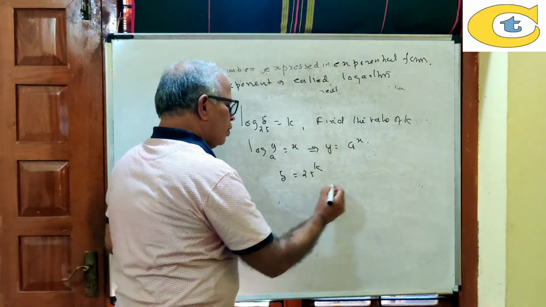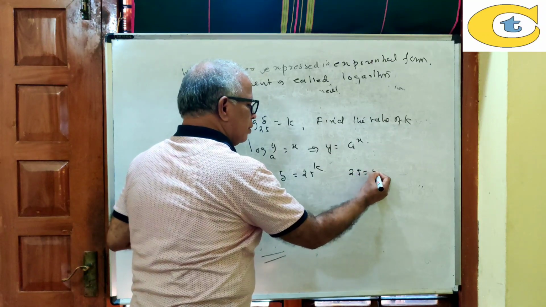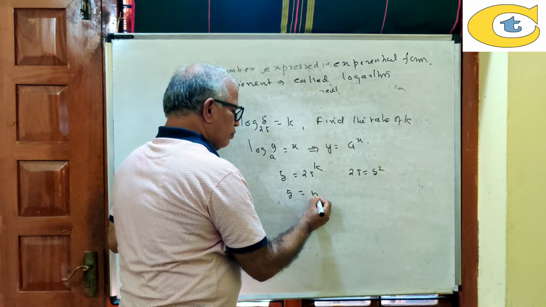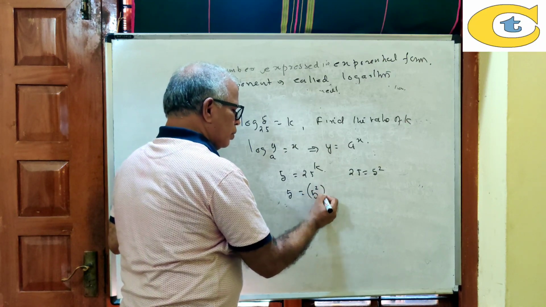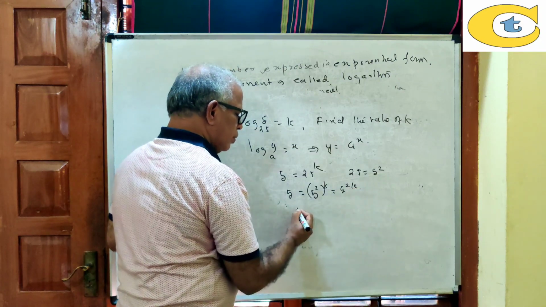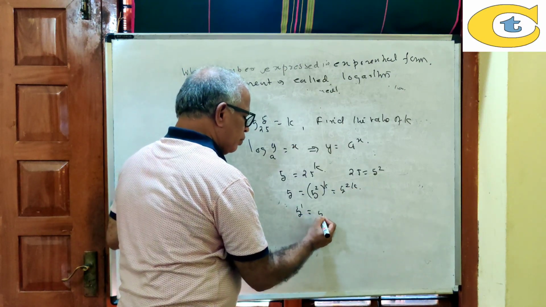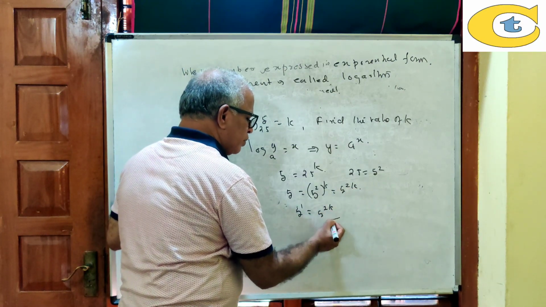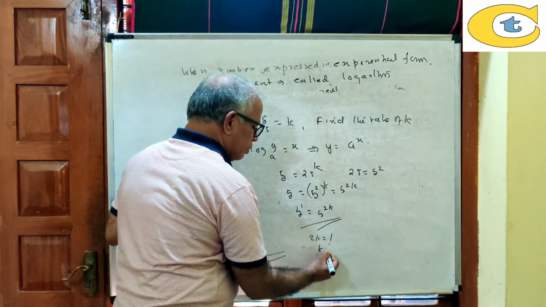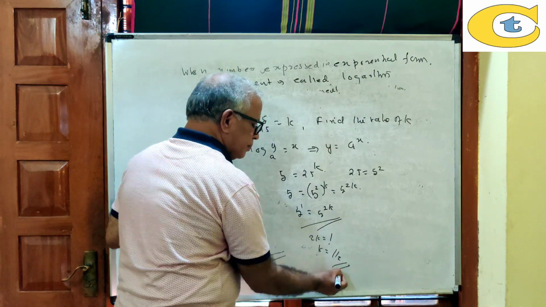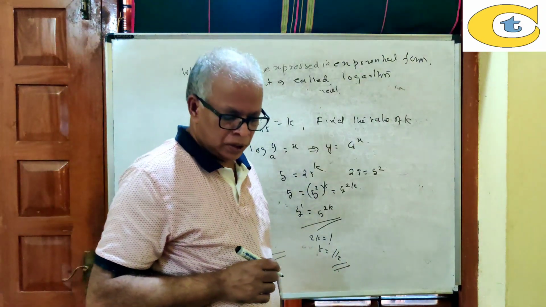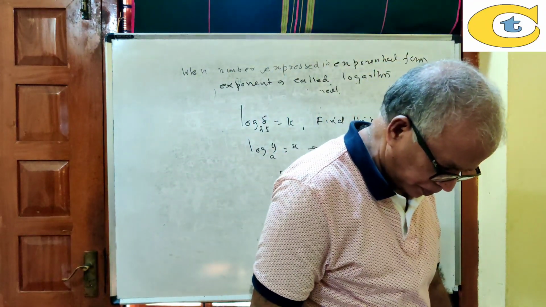25 is equal to 5 square. Therefore 5 is equal to 5 raised to 2, the whole raised to k, that is 5 raised to 1 is equal to 5 raised to 2k. Base is same, so the index must be same. So 2k is equal to 1, k is equal to 1 by 2. This is the answer. Could you get it? Let us take another example.